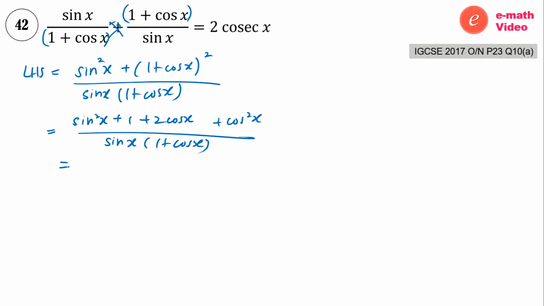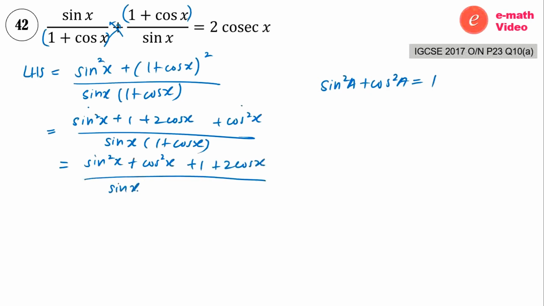And now you see this one and this one when you put together is actually the basic identity. Sine square a plus cos square a equals to 1. Maybe I write it down for you. Plus cos square x plus 1 plus 2 cos x over sine x times 1 plus cos x. Don't touch, later we can cancel it. So this part here is just equals to 1 plus 1, so is 2 plus 2 cos x over sine x times 1 plus cos x.